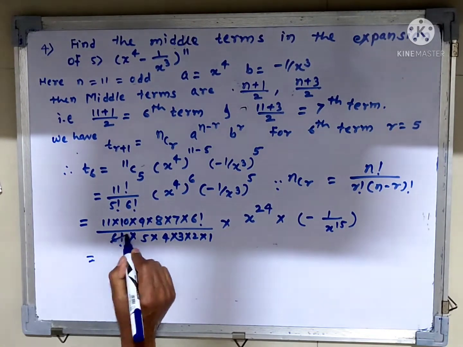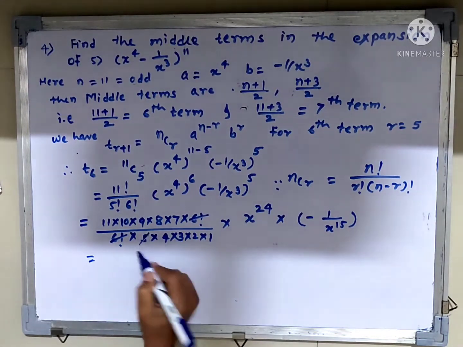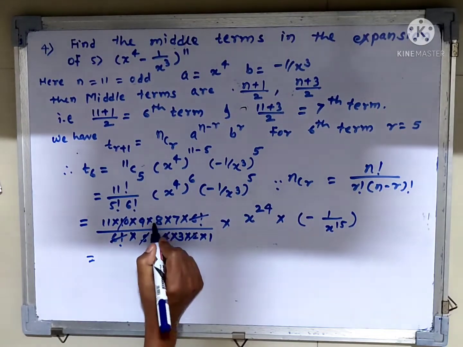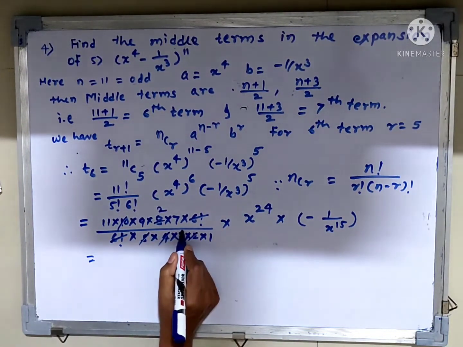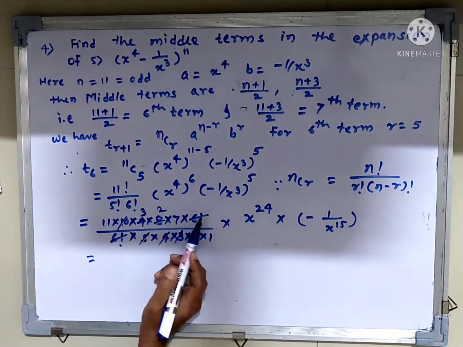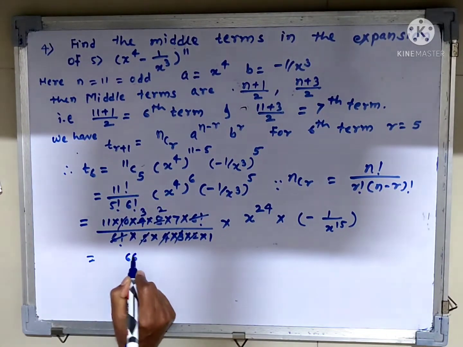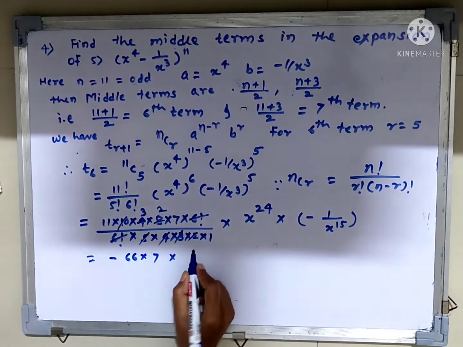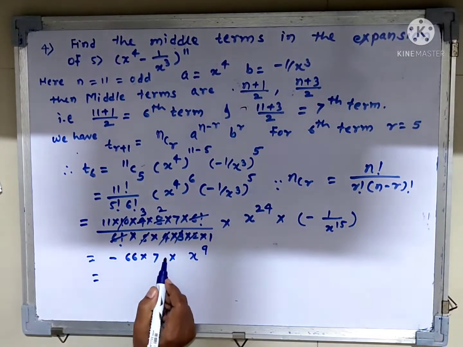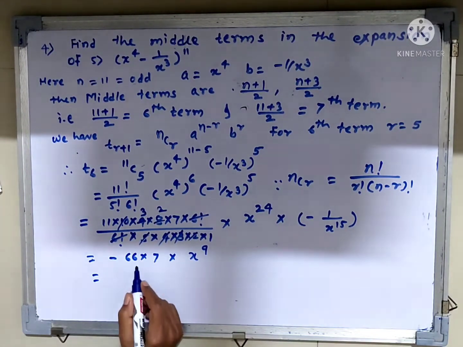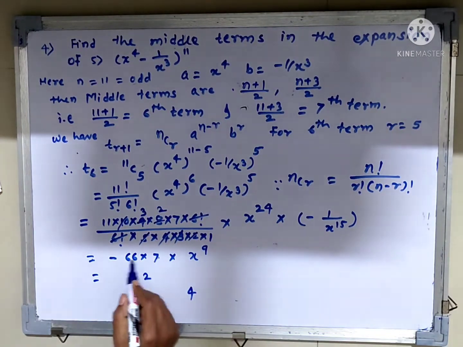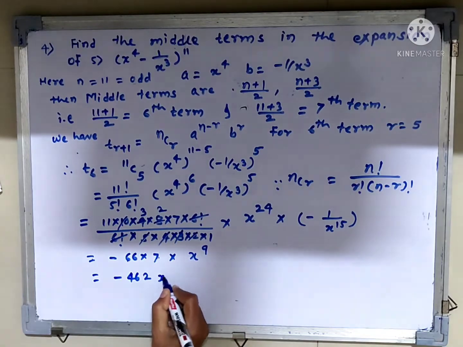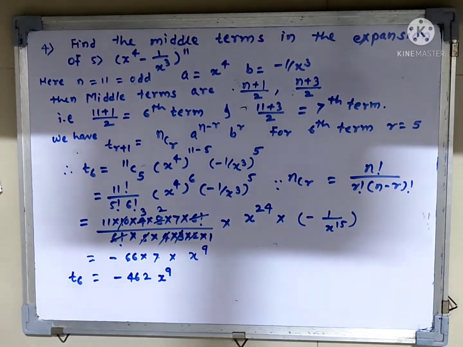Then, which is equal to, 6 factorial cancels with 6 factorial. Then 5 into 2 is 10. 4 cancels, and 3 remains, 3 into 2 is 6. It is 66 into 7, negative, into x raised to 9, which is equal to 7 sixes are 42, 4 carry over, 7 sixes are 42 plus 4, 46, so minus 462 into x raised to 9. It is one of the middle terms. Okay, minus 462 x raised to 9. It is one of the middle terms.